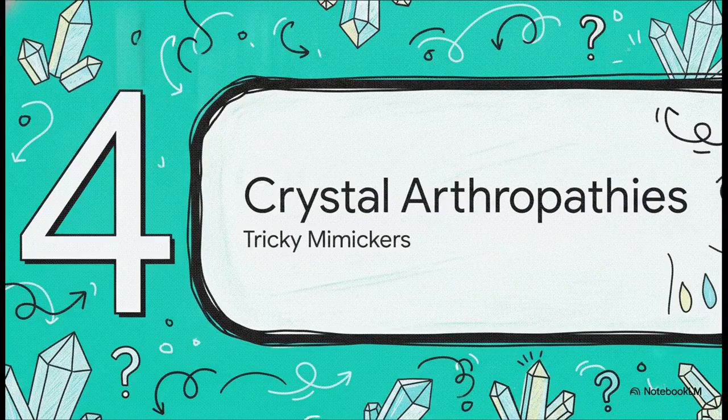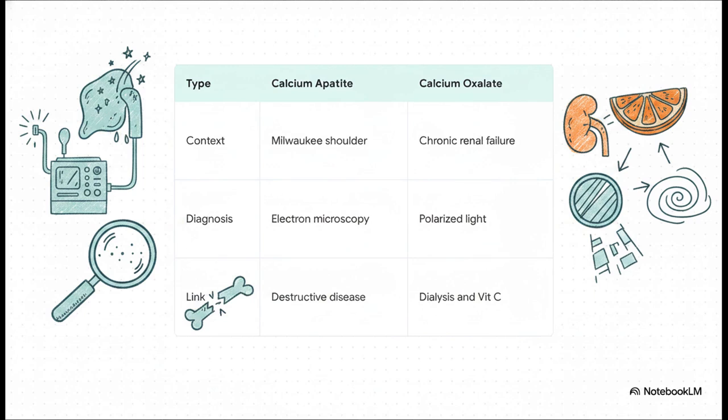Jumping into Section 4, other crystal arthropathies. Now, just when you think you have the diagnosis figured out, there are tricky mimickers to consider. These are highly specific yet easily missed crystalline villains. First up is calcium apatite deposition disease. This can cause acute inflammation, but it's really notorious for a chronic, severe, destructive arthropathy known as Milwaukee shoulder, which causes these massive hemorrhagic shoulder effusions in the elderly. The catch here, these crystals are so incredibly tiny that they usually require electron microscopy just to spot them.